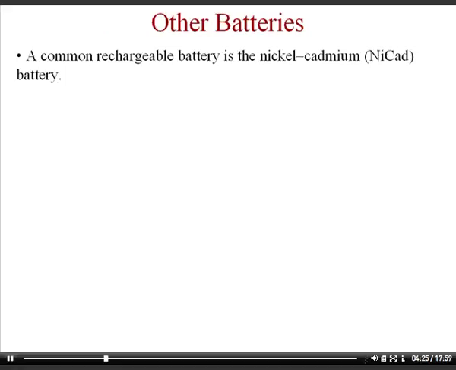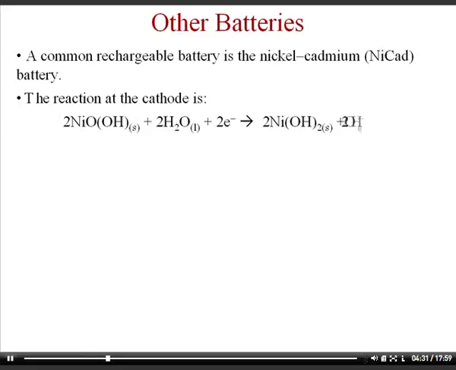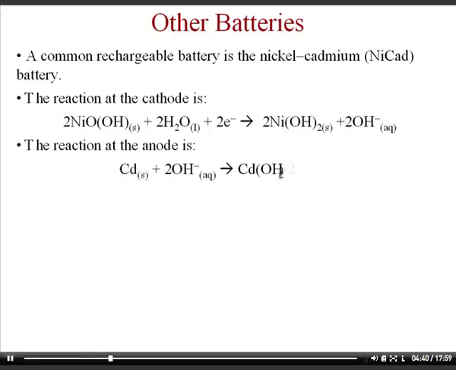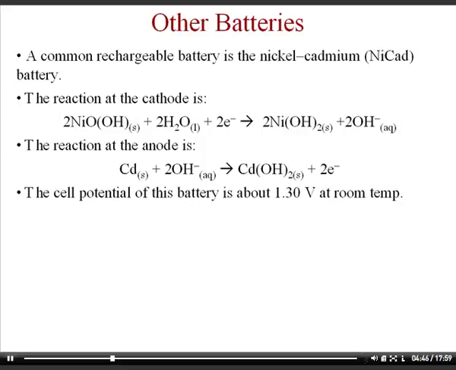The common rechargeable battery called a nickel-cadmium battery has a reaction at the cathode with nickel hydroxide solid turning into more common nickel hydroxide, and the reaction at the anode is shown below as well, cadmium going to cadmium hydroxide. And again, the students don't need to memorize these reactions, I'm just showing them for kicks and giggles.